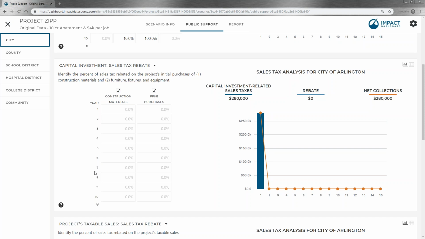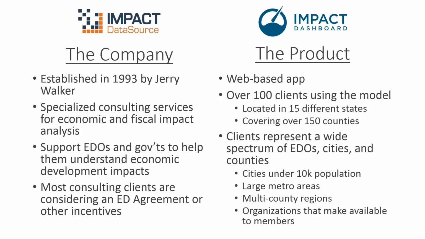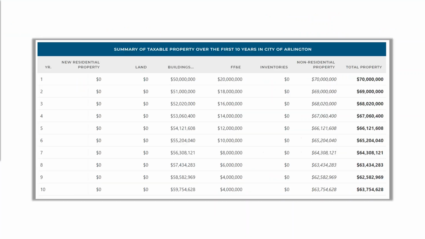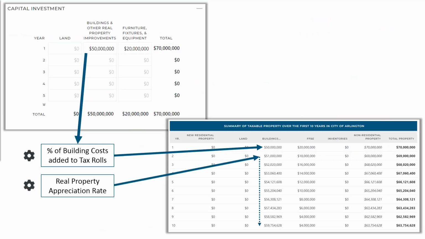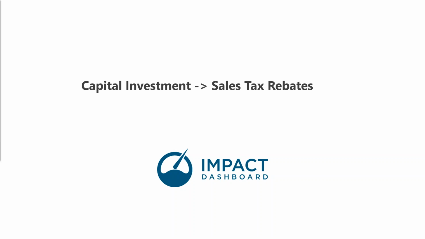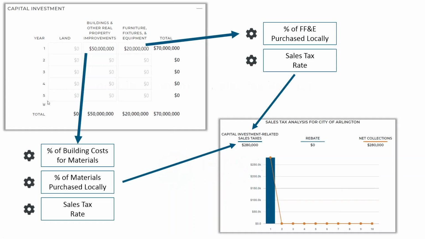And then in addition to that, they may not purchase all of those construction materials locally within the community. And so if we want to kind of back out of that a little bit, there's going to be some parameters to account for that. So let me pull up a couple of slides to help show this. We're going to click forward a few just to show the ones I want to get to. So this is where we're going to talk about going from capital investment to getting a sales tax rebate. So we've got $50 million in buildings and other real property improvements.